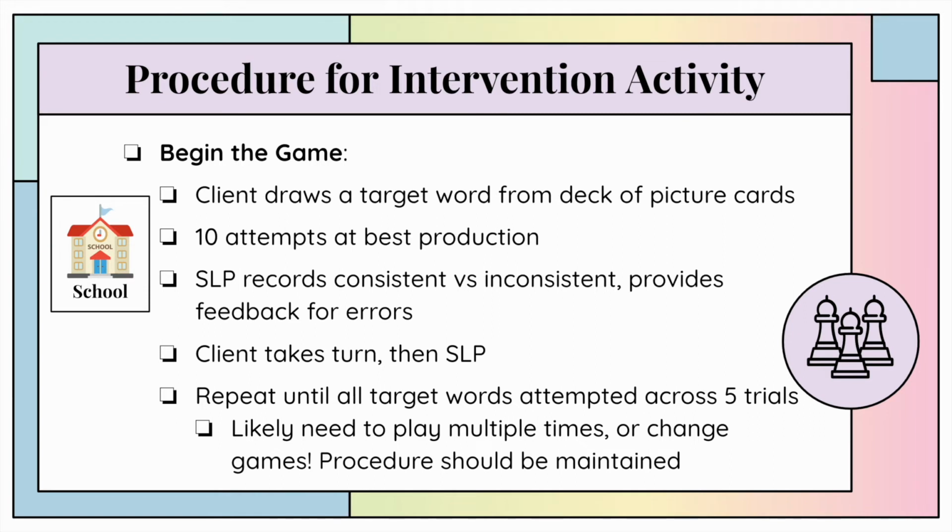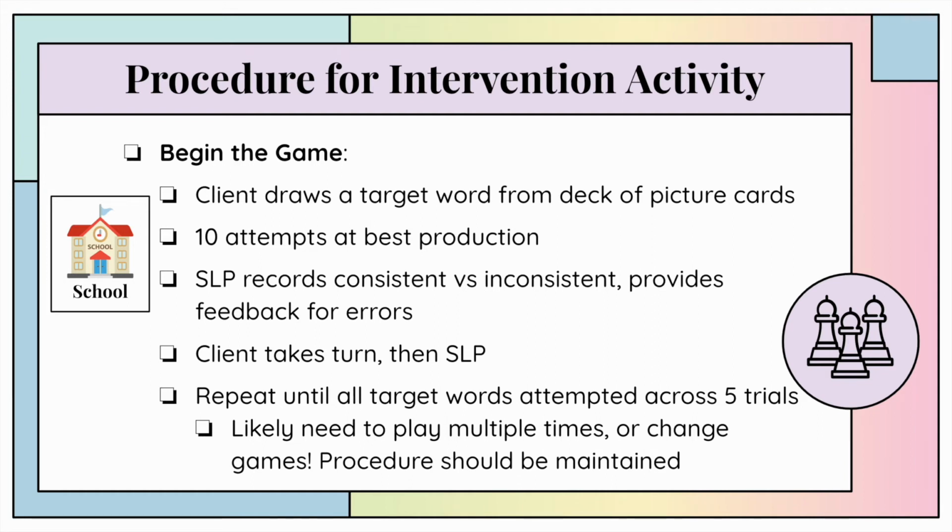So after they've drawn that card from the deck, they say the word school using their best production, make 10 attempts. Then that card is put to the side until all the rest of the cards are also cycled through. So we want to make sure we're hitting every card in the deck before we put them all back in. Once every card has been drawn from the stack of 10, then they can all be shuffled and put back into one stack. So after they say their 10 productions, they do their best to imitate the best production as consistently as they can. The SLP will record consistent versus inconsistent productions, and be sure to provide feedback for the errors that they're making as soon as the child makes those errors.